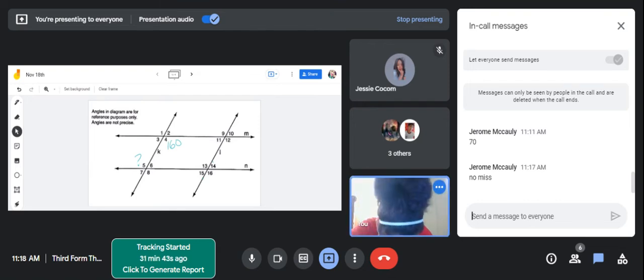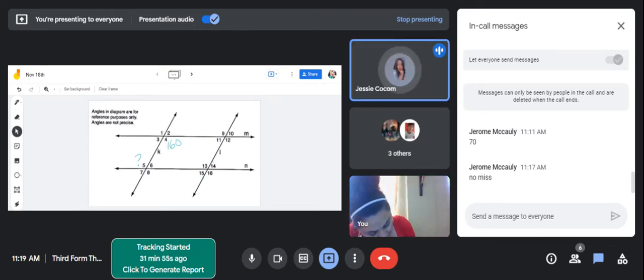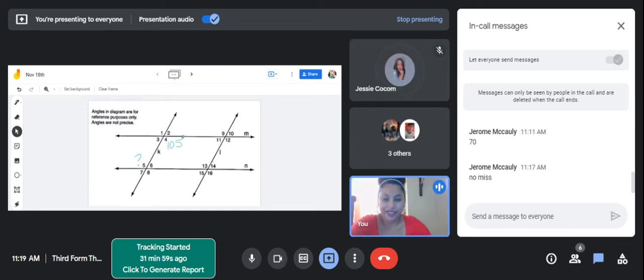Okay. Angle number 4 is 160. Is it? No, it's not 160. It's 105 maybe. 105. Okay, 105. And then angle 5. Okay, what is the answer? 105. Okay, reason?